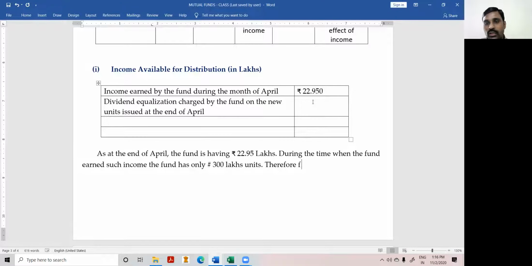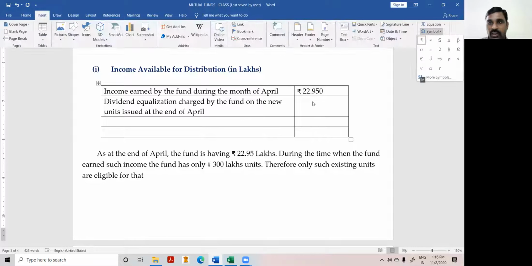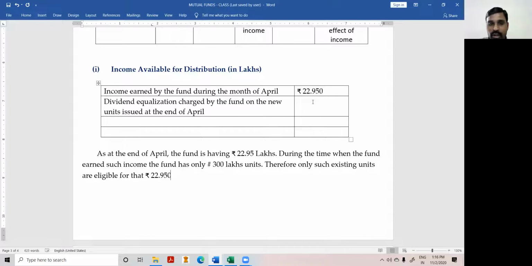Therefore, only such existing units are eligible for that rupees 22.95 lakhs, to the full extent. The full amount, not part of it, to the full extent.